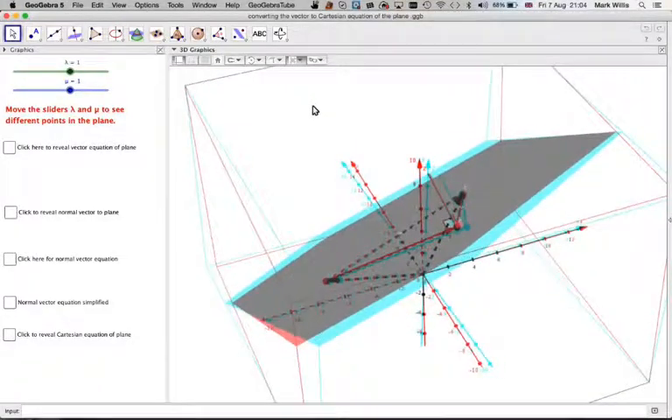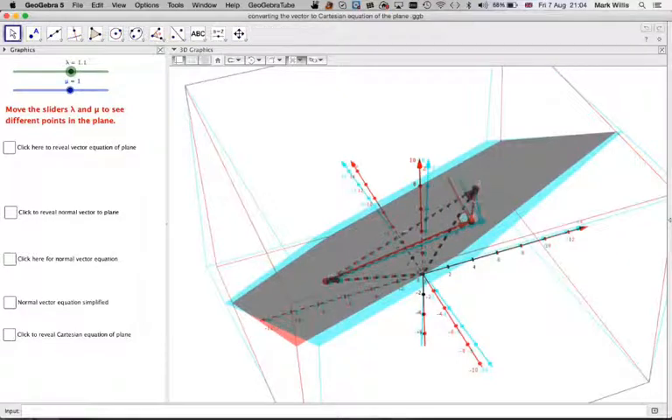Now, remembering back from our vector equation of the plane, we go from the origin to a point A, some multiple of AP, and then some multiple of PR, where R is a general point in the plane. And you'll see, if we move this around, we can get every point in the plane.